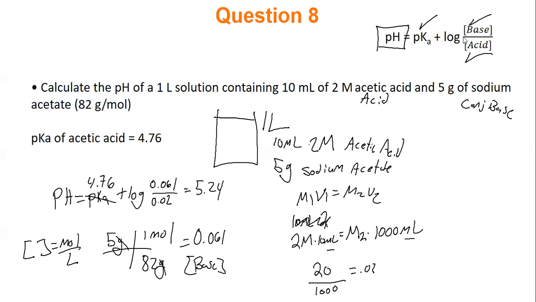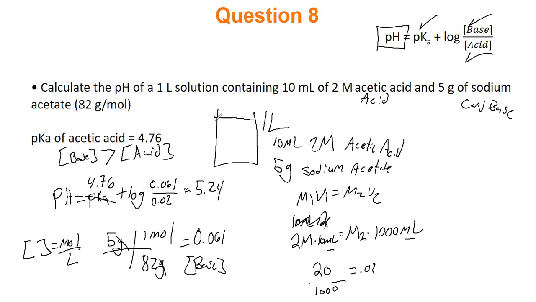And when doing these types of equations, I want you to start asking yourself if the answer you got is an answer you expected. What I mean by that is look at the concentration of acid and base, right? So the concentration of base is 0.061. The concentration of acid is 0.02. So the amount of base we have in the solution is greater than the amount of acid.